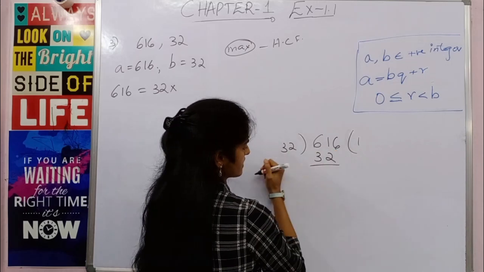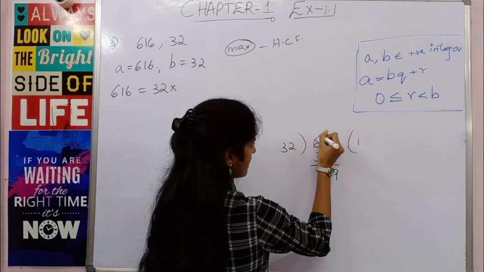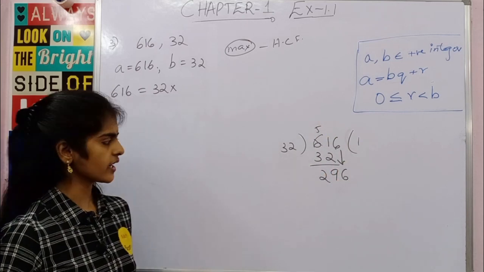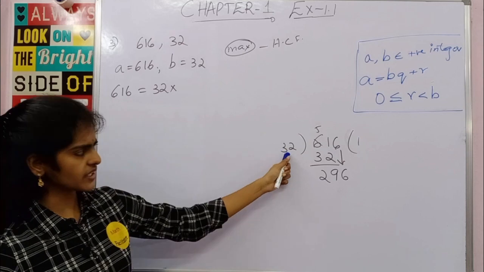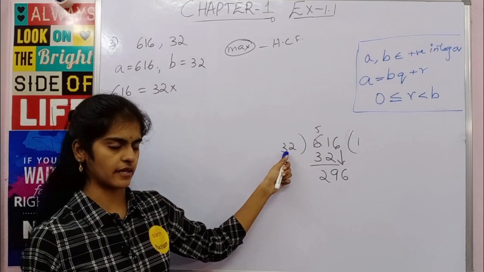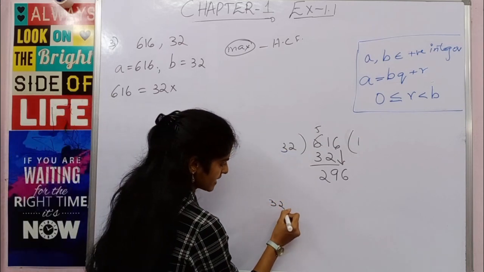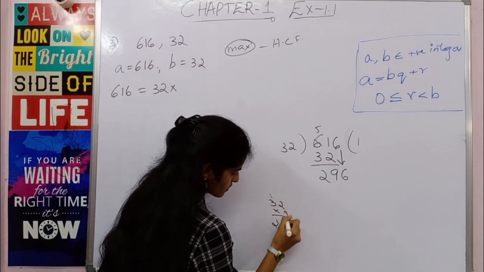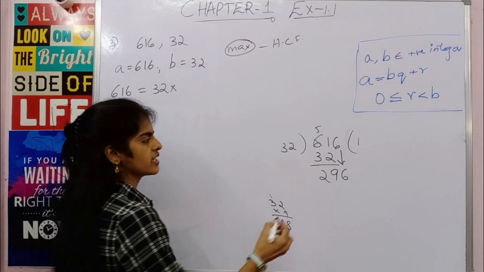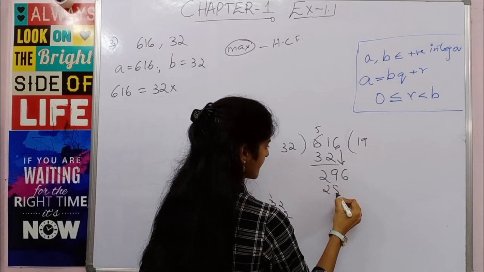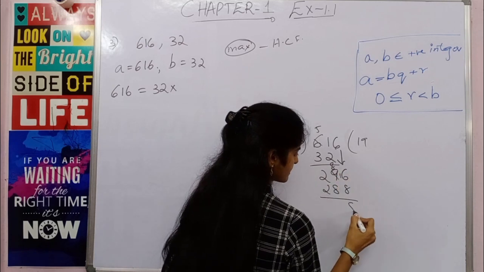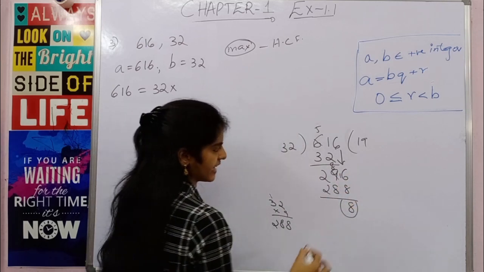Subtracting, what do you get? You have 9, and this is 2, and bringing down the 6, so 296. It is close to 320, which is 32 multiplied 10 times. So let us take 32 multiplied 9 times and check. This is 18, this is 27 plus 1 is 28, 288. So 9s are 288. Now subtracting, the remainder is 8.